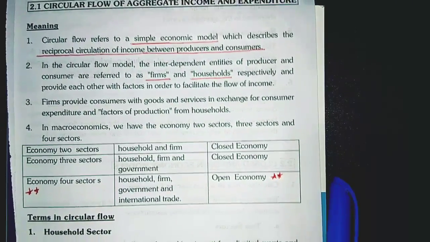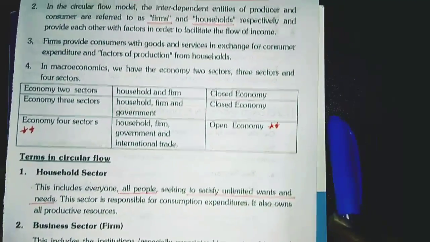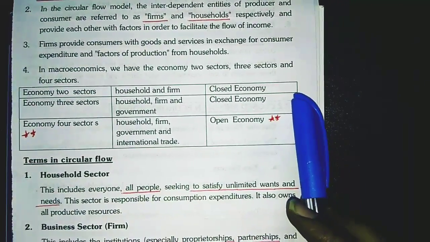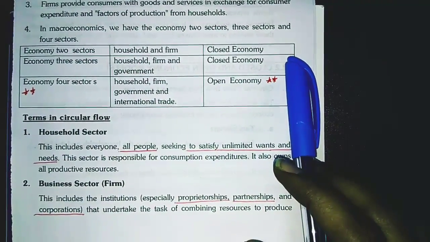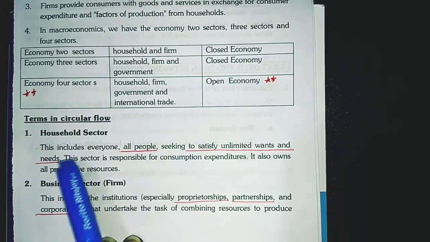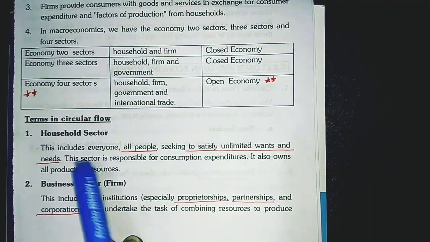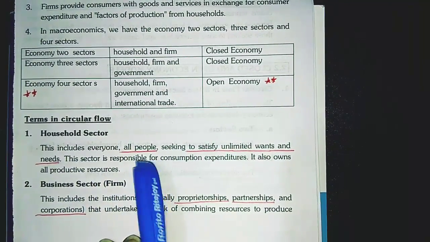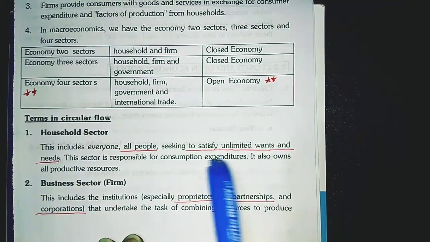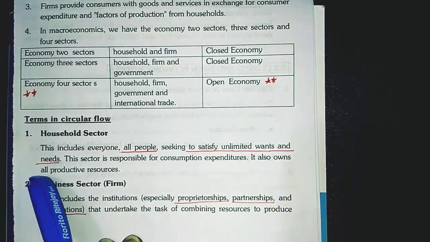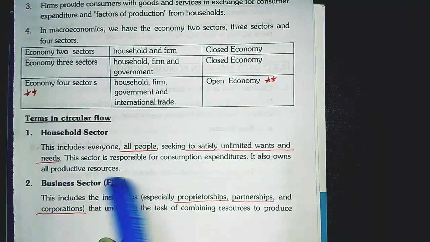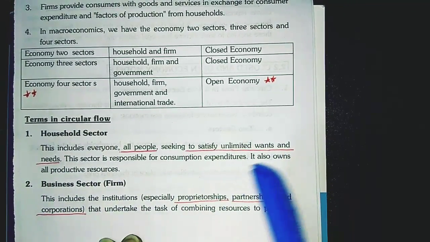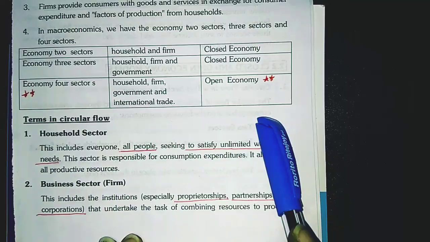Now we are going to discuss the basic terms in this circular flow. The first one is the household sector. What is the meaning of household? Household includes all the people who want to satisfy unlimited wants and needs. Means the common people like us are the household sector.